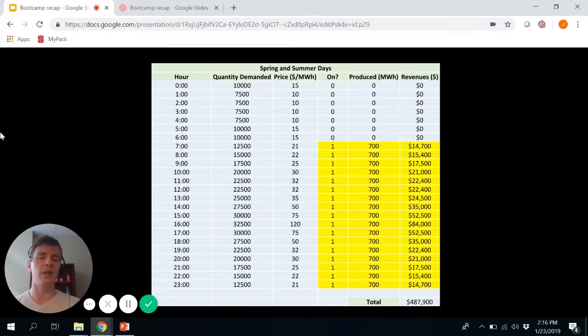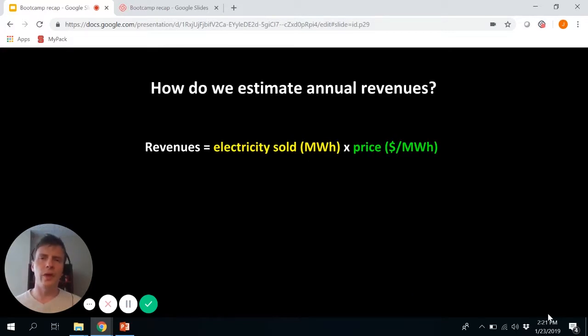And so again, we can figure out total revenues for a spring or summer day by adding up hourly revenues for each one of these 1 through 24 or 0 through 23 hours, giving us a total of $487,900. So now we finally have an estimate of revenues for this power plant, because we are able to calculate market prices for electricity in this wholesale competitive market.